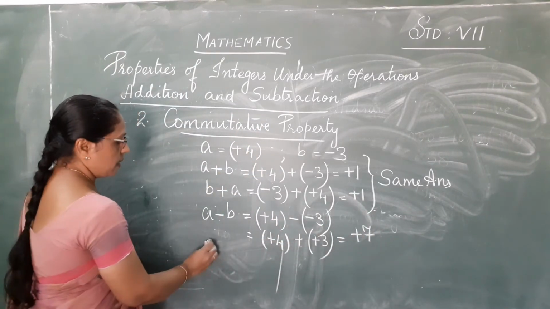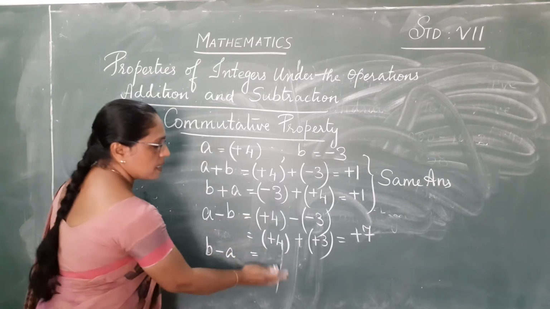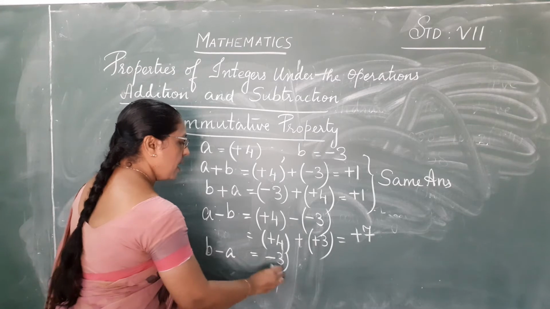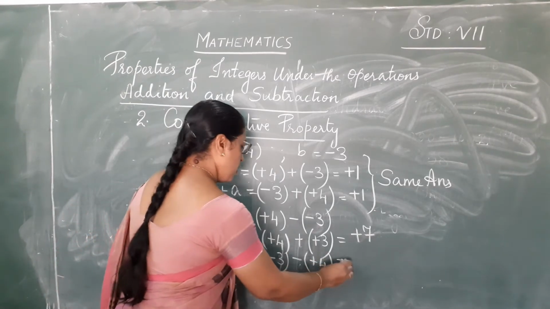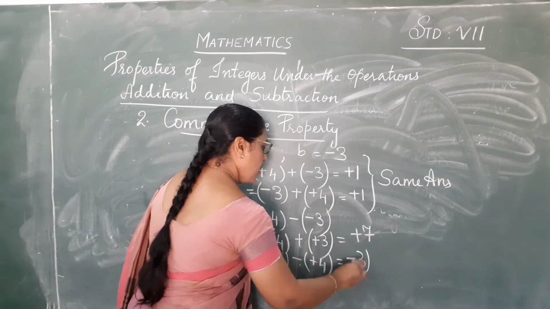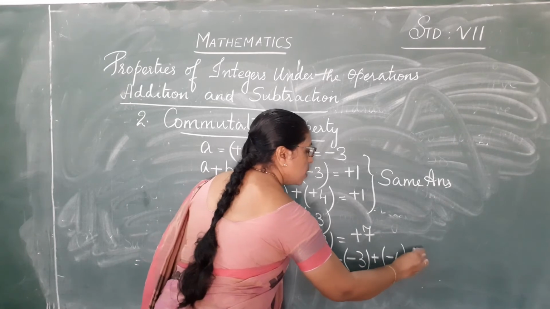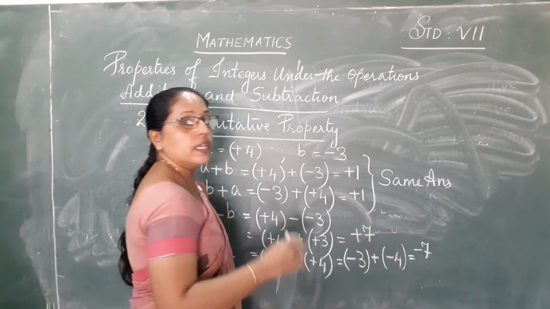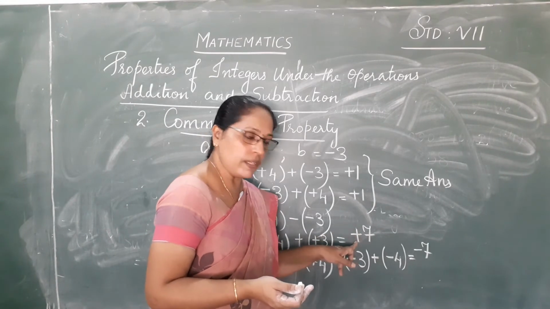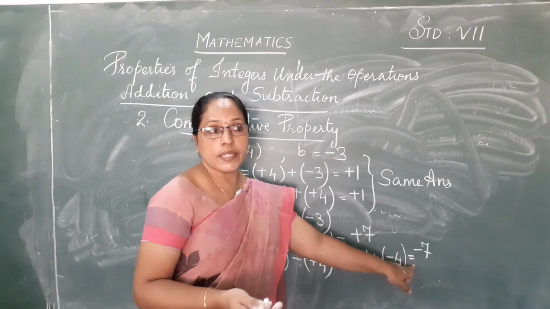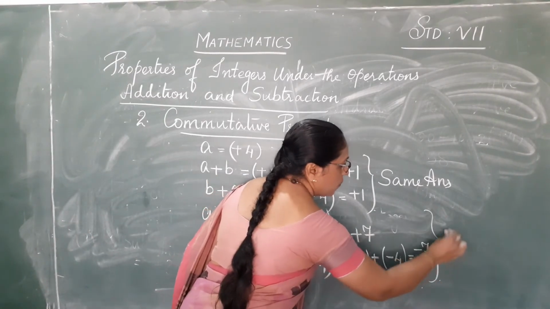Now reverse, b minus a, that is negative 3 minus positive 4, which is equal to negative 3 plus negative 4, which is equal to negative 7. Here what you can see, the first answer is positive 7, the second answer is negative 7. Are they the same? No, here the answers are different.